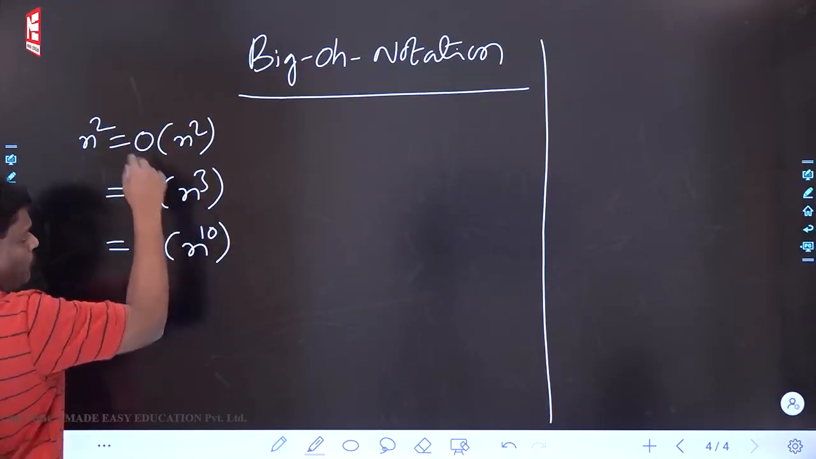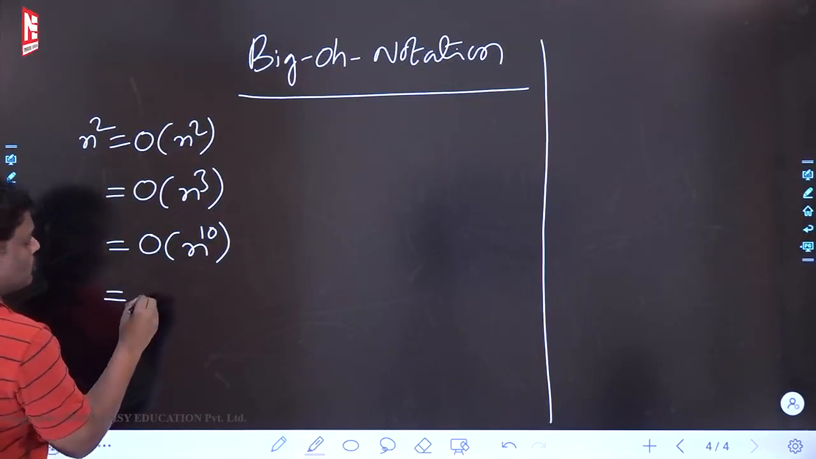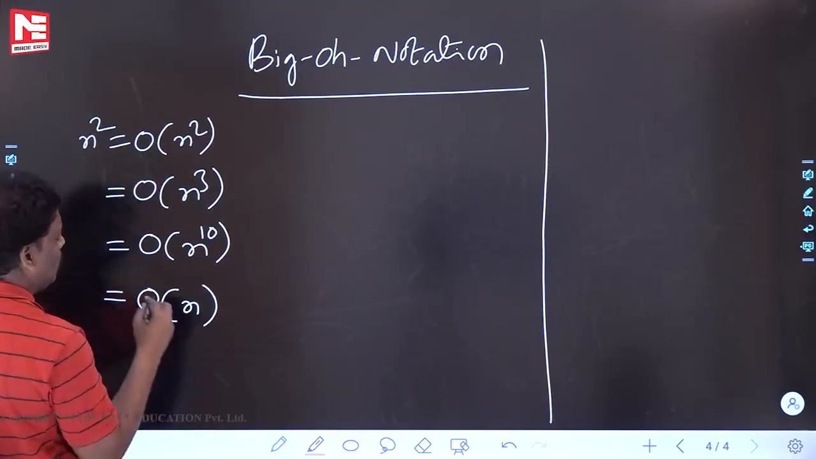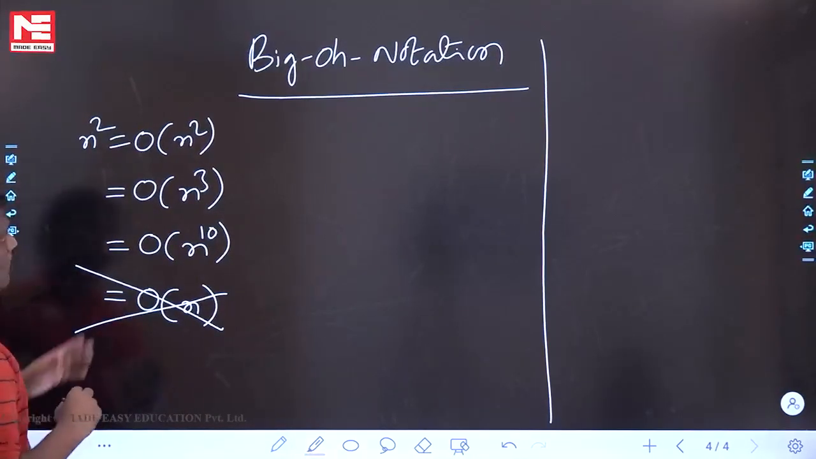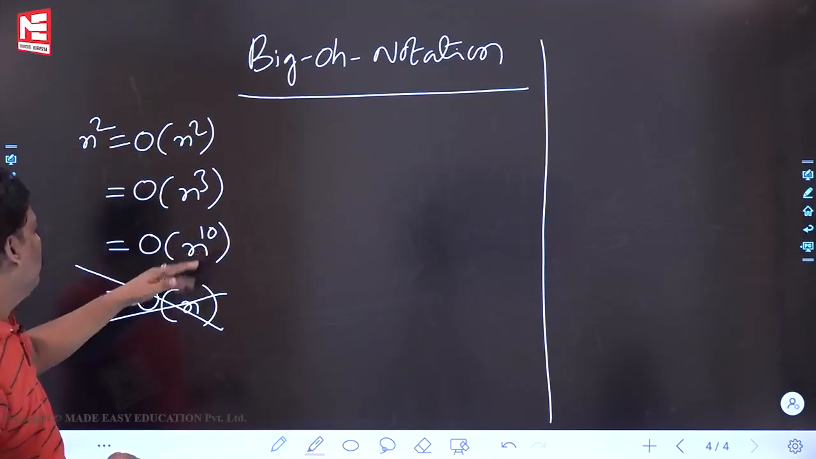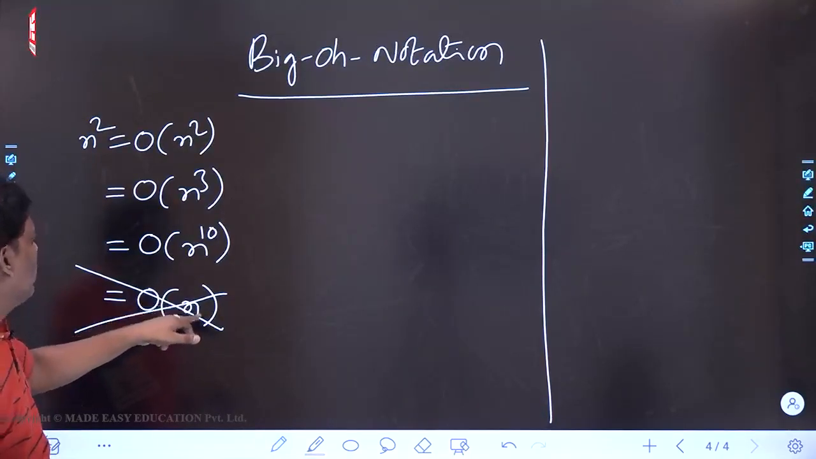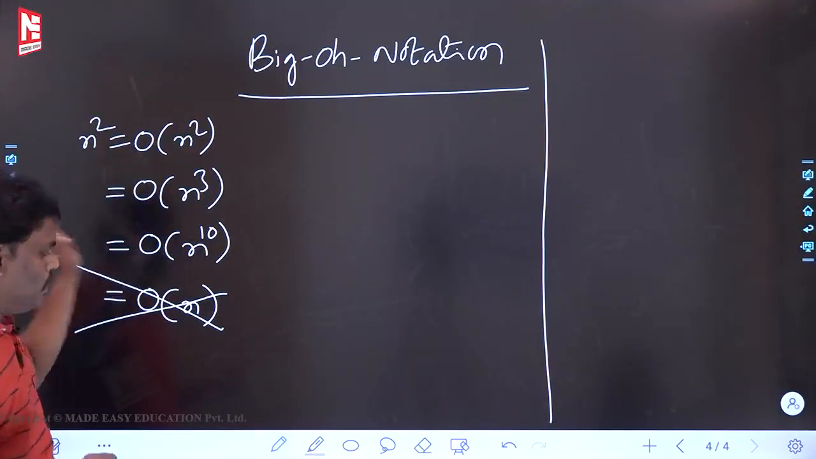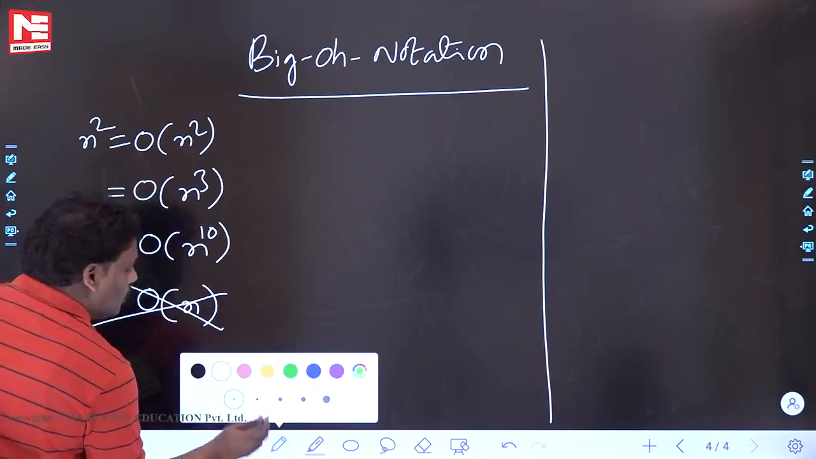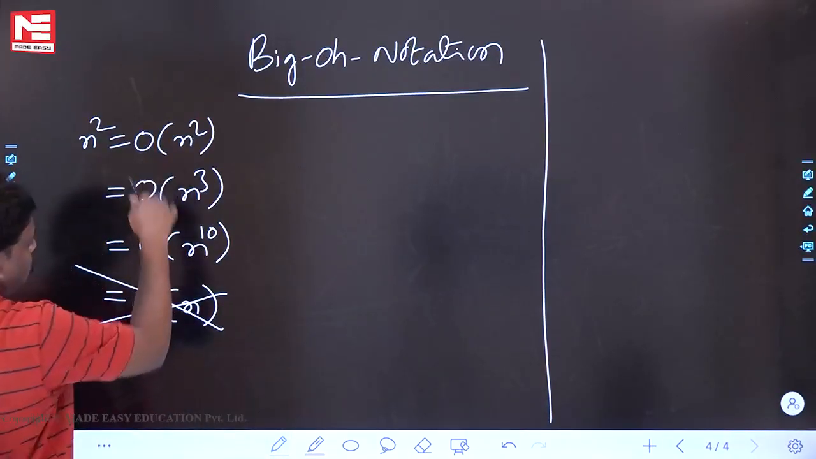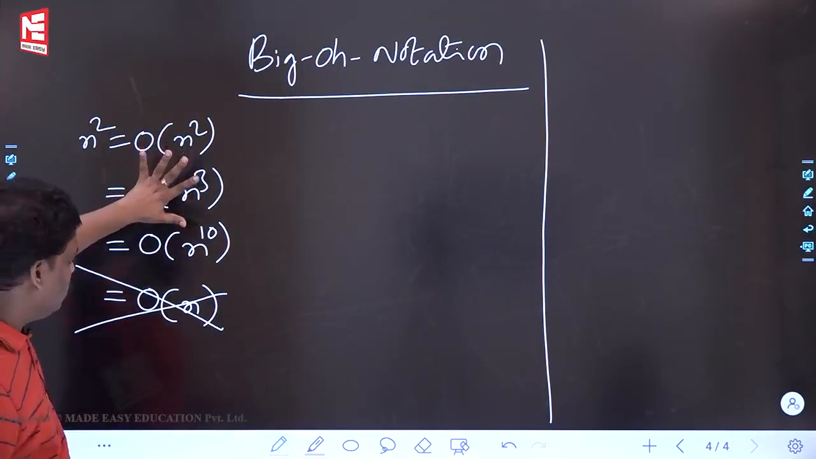If you are comfortable until now, what about this one? n square is big O of n. This is wrong. Big O means the right side will be greater or equal, and here the right side is not greater or equal. That is the reason it failed. These first 3 passed, the last one failed.